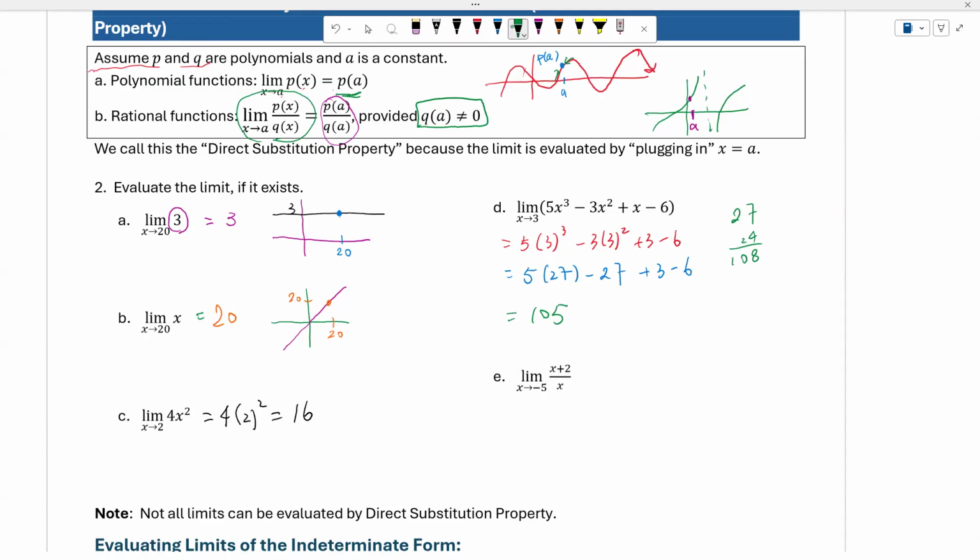And the last one, we can use direct substitution. So I will have negative 5 plus 2, divided by negative 5. So I have negative 3 over negative 5. So my answer will be 3 over 5.